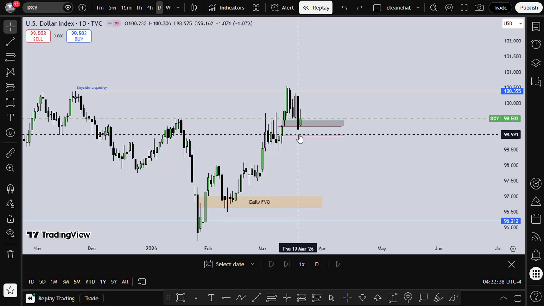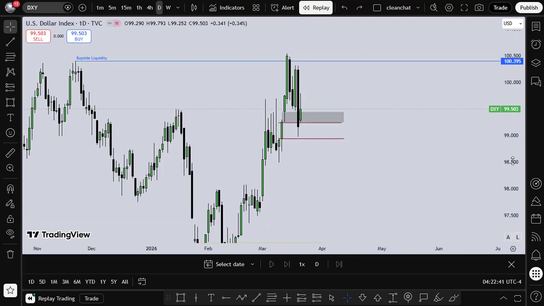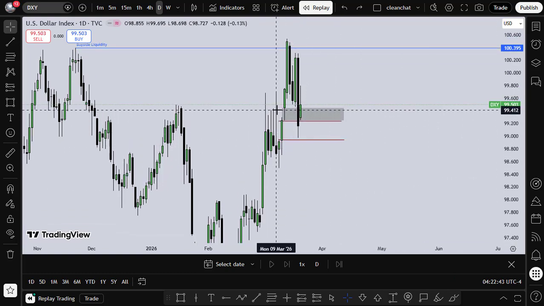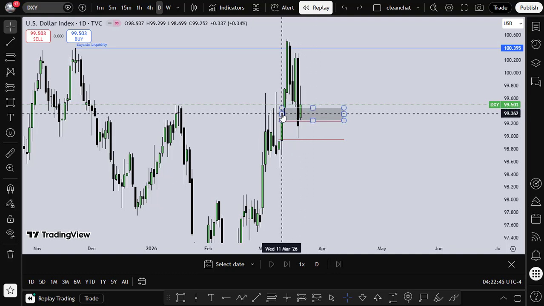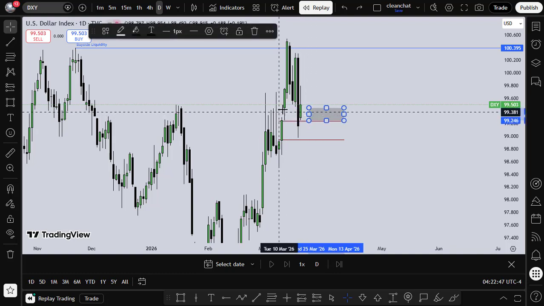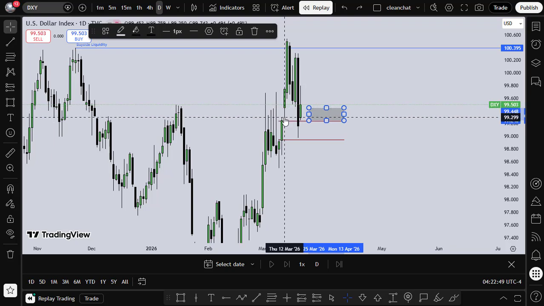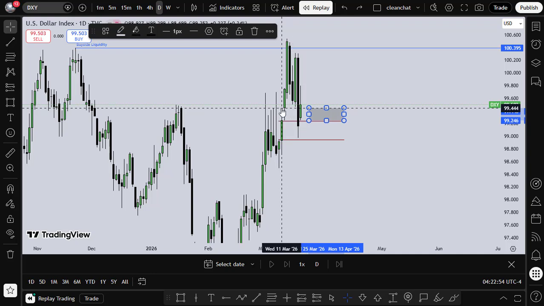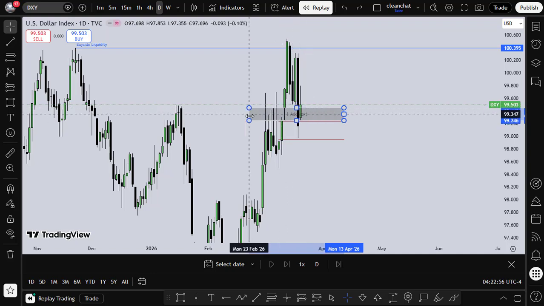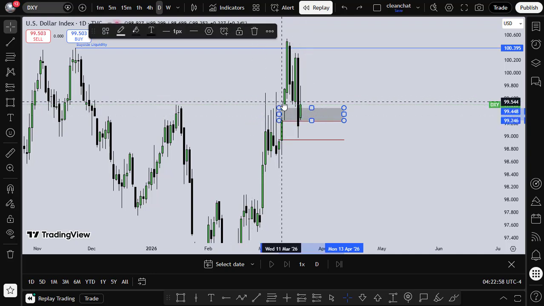Therefore, I was looking at this volume imbalance here, this ash box that I just drew. When I say volume imbalance, this candlestick open and then this candlestick close. This right here is the spot that I was looking at, and then I mark it out. That's the volume imbalance, and that's my drawn liquidity.